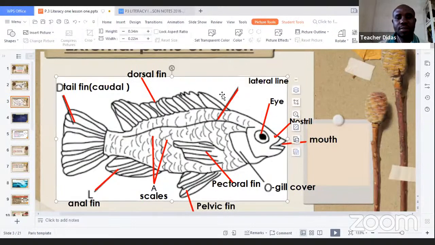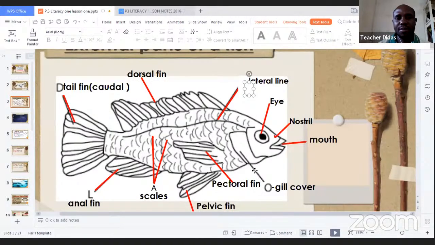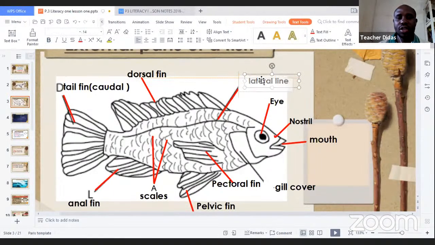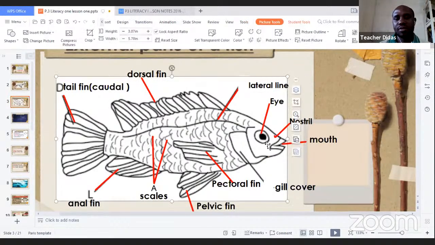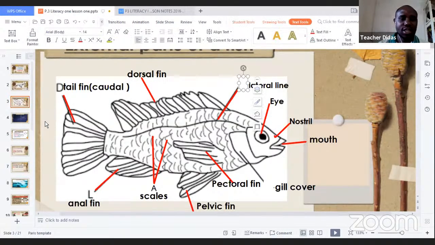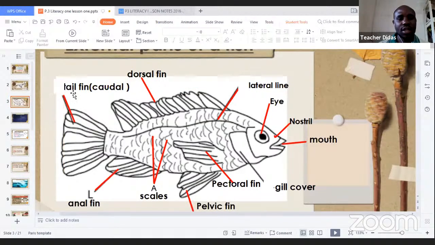So in the next step, we are going to see the uses of each part, but I think I've tried to explain them. I've told you the lateral line is used for sensing. It senses using the lateral line. When you touch in water, it feels you. Oh, someone is coming to catch me. Then it will automatically run away.